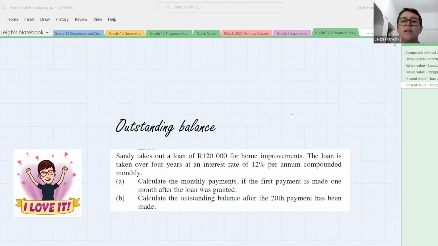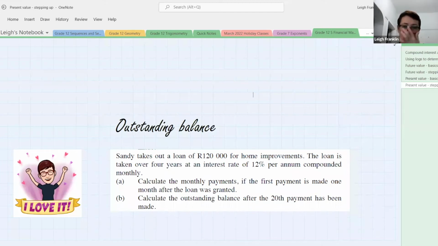Beautiful. So all of you have said it in a slightly different way, but through all of your answers, I can see that you understand what the question is. Absolutely. So your outstanding balance means how much more do you still owe on the loan? You've made a certain number of payments, but the loan's not finished. How much more money do you still owe the bank at that particular point in time? Okay, so that's really nice.